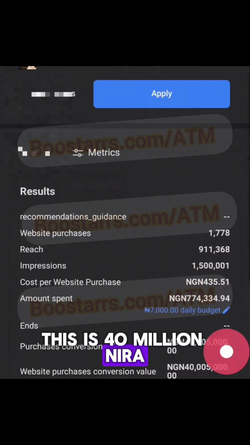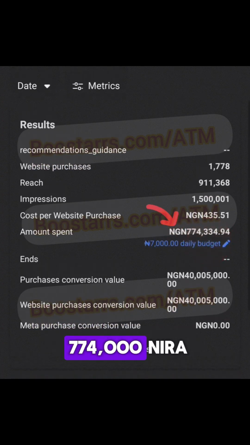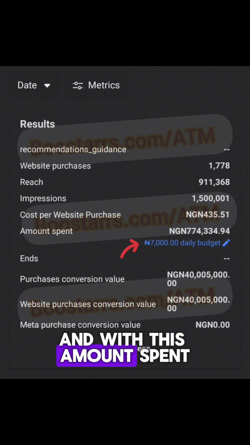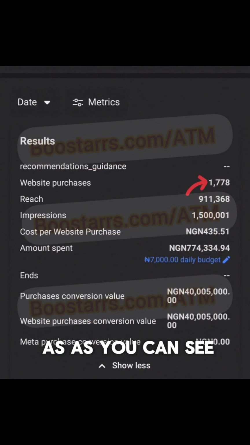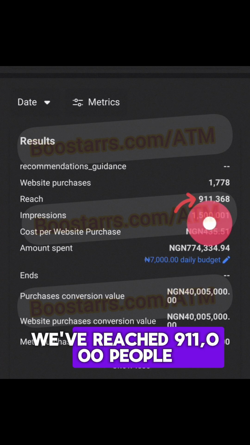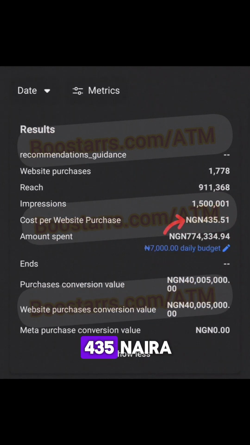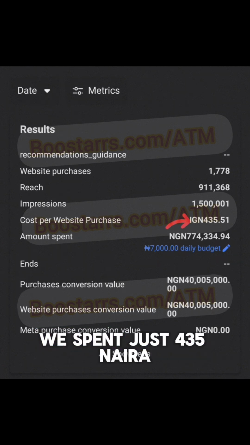This is 40 million naira generated in total worth of orders, and we've spent just 774,000 naira. Our daily budget, as you can see here, is 7K. With this amount spent, we've generated 1,778 orders. As you can see, we've reached 911,000 people, and our cost per website purchase is just 435 naira. Meaning for everybody who places an order, we spend just 435 naira.